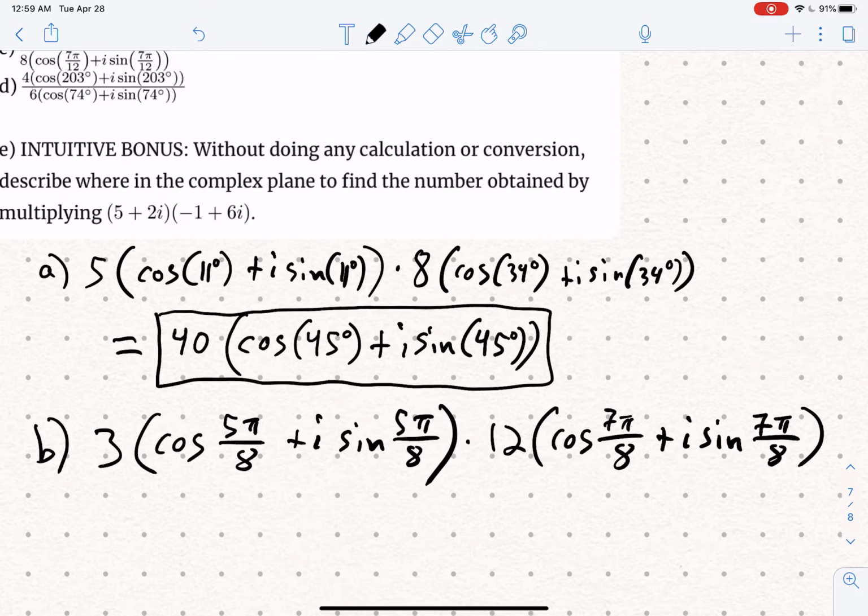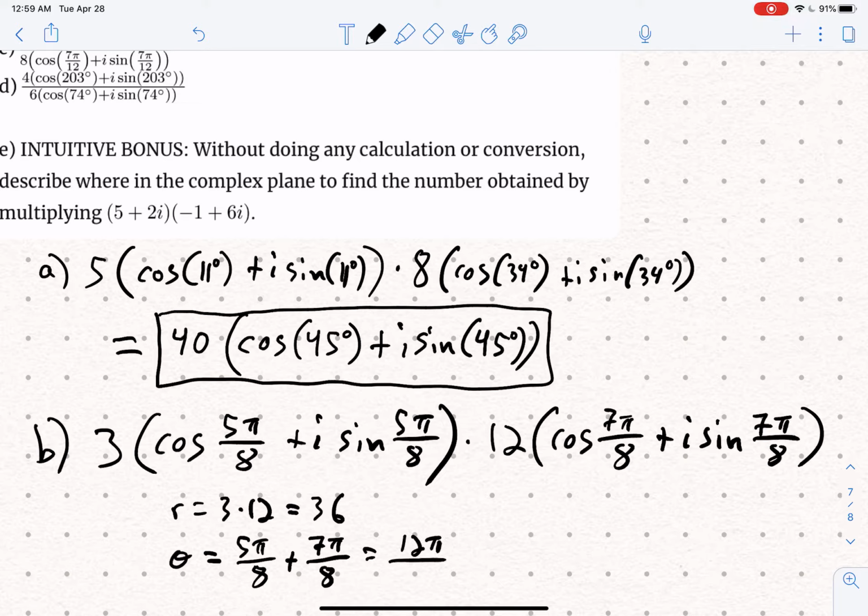So how do we do it? Well, the r is just going to be 3 times 12, which is 36. Theta is going to be, well, we add the two angles. So we add the angle here, 5 pi over 8, and the angle here, 7 pi over 8. So this is 5 pi over 8 plus 7 pi over 8. They're both over 8, which is nice. We can combine them into a single fraction and add the tops together. 5 pi and 7 pi gets you 12 pi over 8.